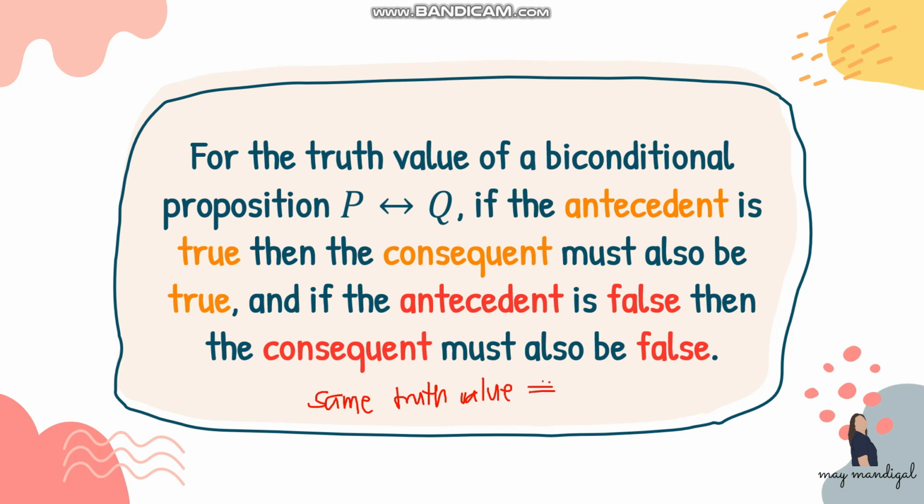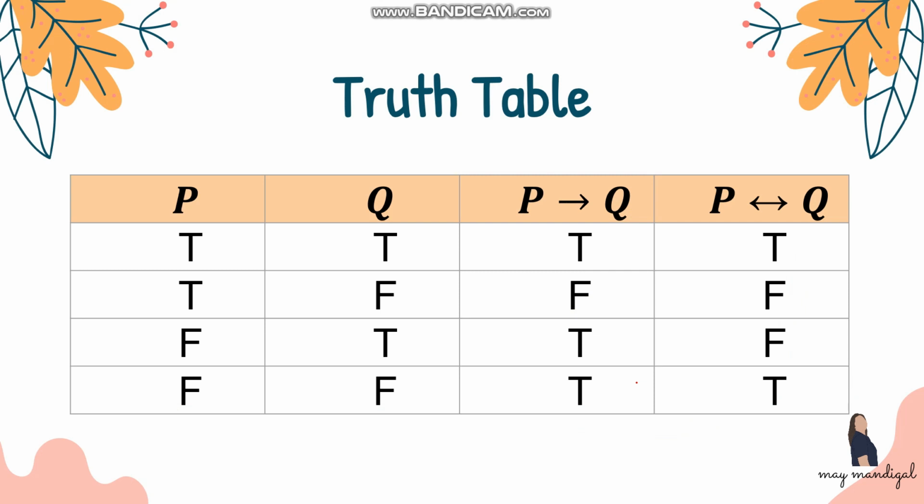Then we can say that our biconditional proposition is true. So the antecedent is true, the consequent is true, therefore the biconditional proposition is true. The antecedent is false, the consequent is false, therefore the biconditional proposition is still true. Now, if they are different, one is true, one is false, then that's the time that our biconditional proposition will be false. So this is the truth table for the biconditional and also for the conditional propositions.